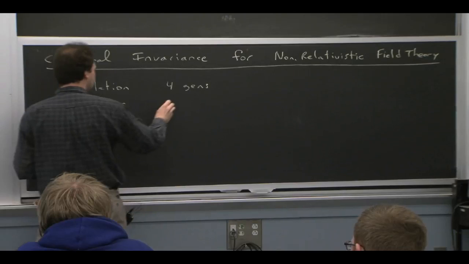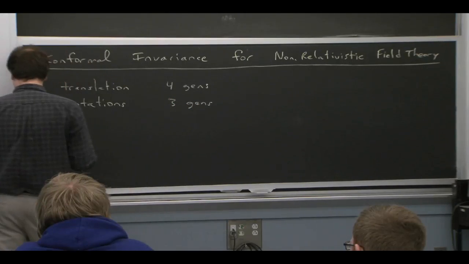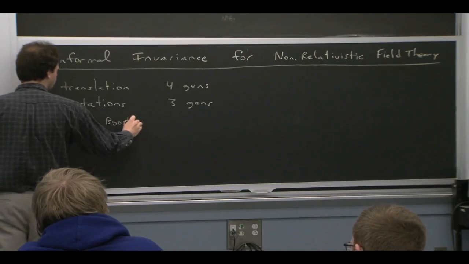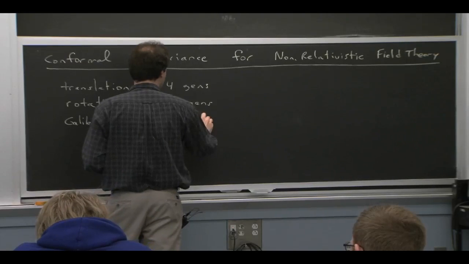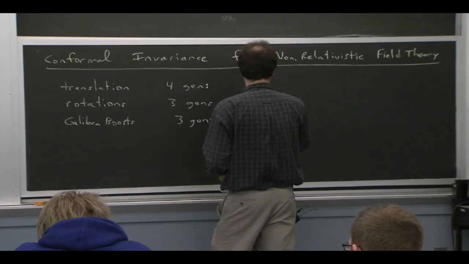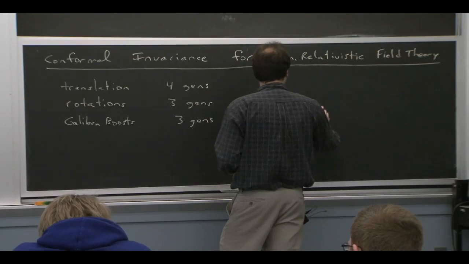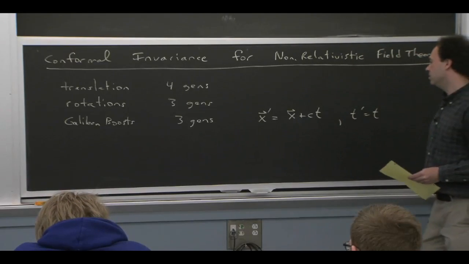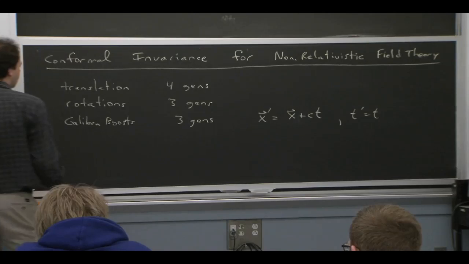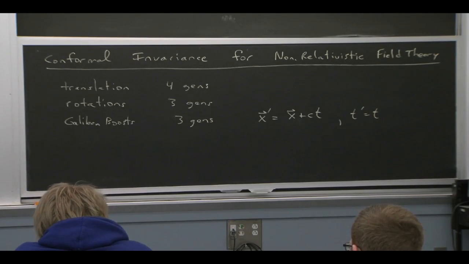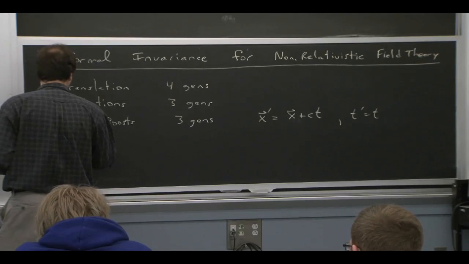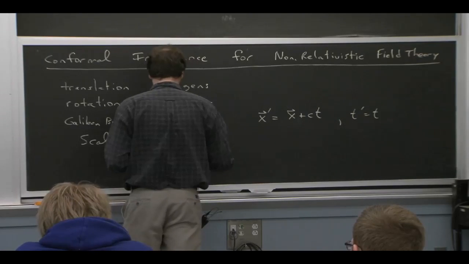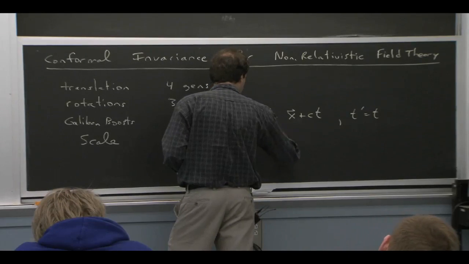So we have the usual translations. We have rotations. We don't have Lorentz boosts, but we do have Galilean boosts for a non-relativistic system like this. So what would those be? Under a Galilean boost, time is not changed, and the spatial coordinates are changed. And then there are additional generators in this conformal invariance. One is a scale transformation. There's one generator.